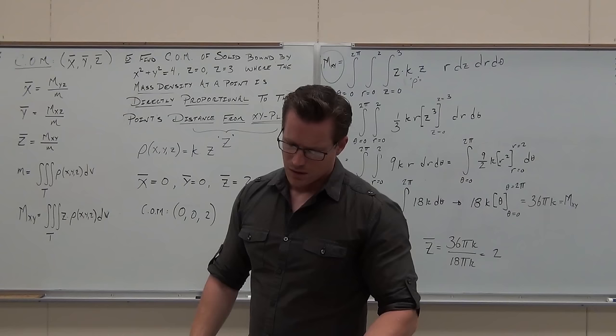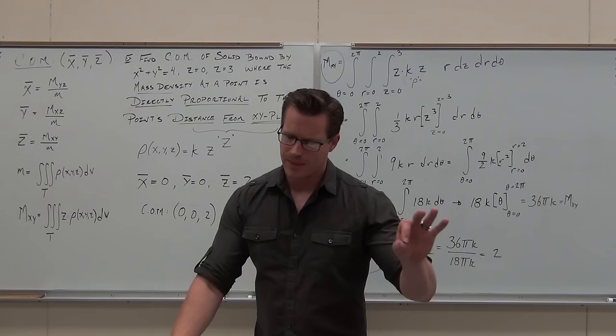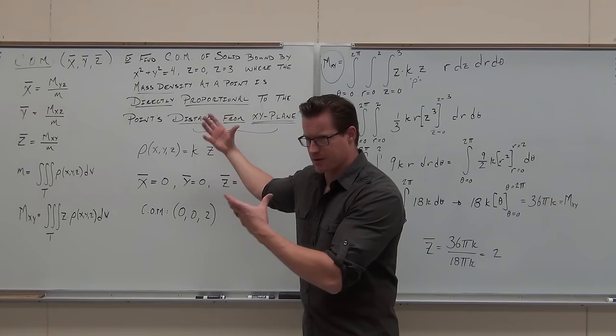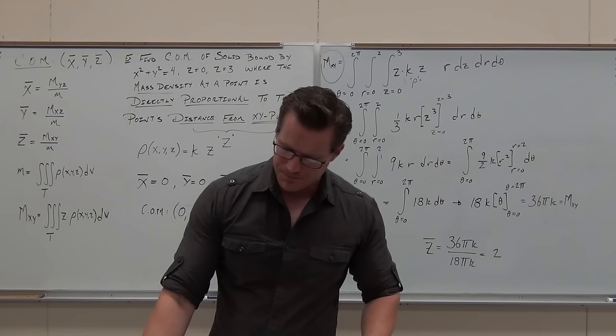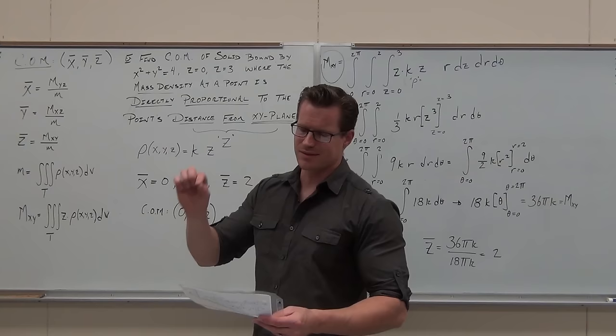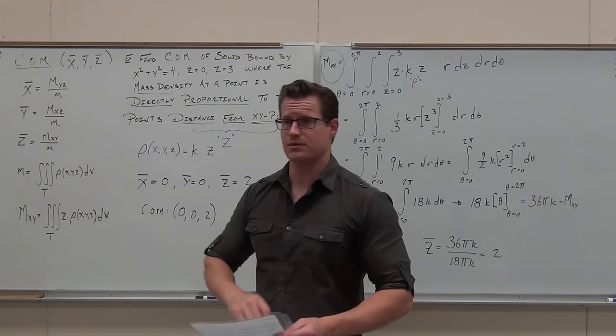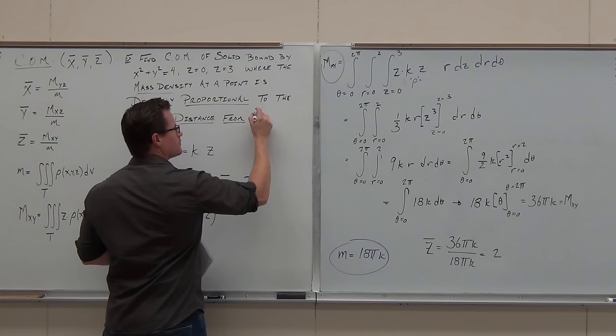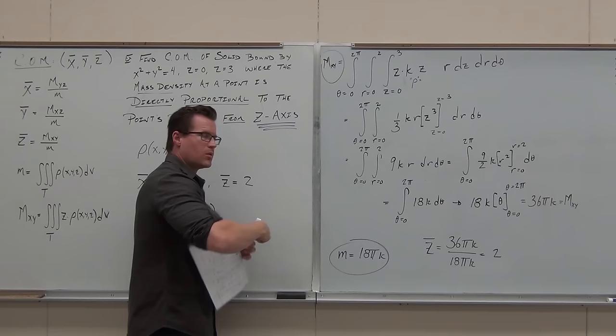What if it didn't say the mass density is directly proportional to the distance from the xy plane? That was z, because z is the distance from the xy plane. What if it said the mass density of the point is directly proportional to its distance from the z-axis? Let's try that. Let's see how it changes it. I'm changing the problem. All of this stuff is irrelevant now.